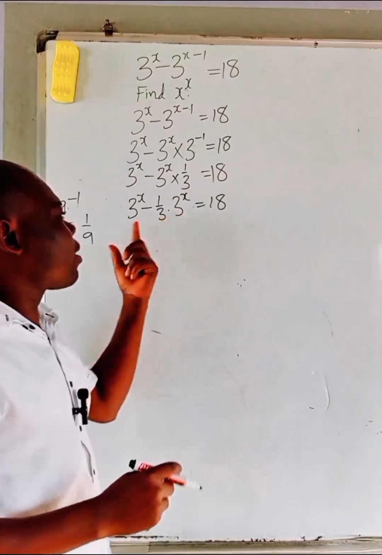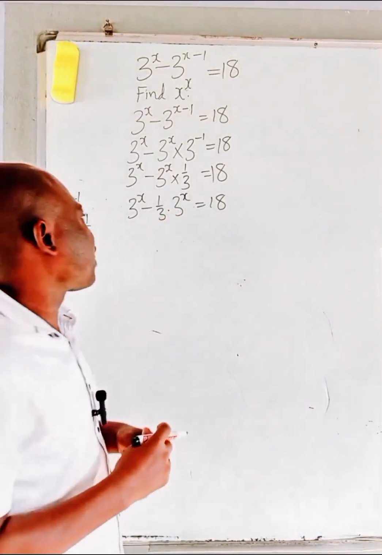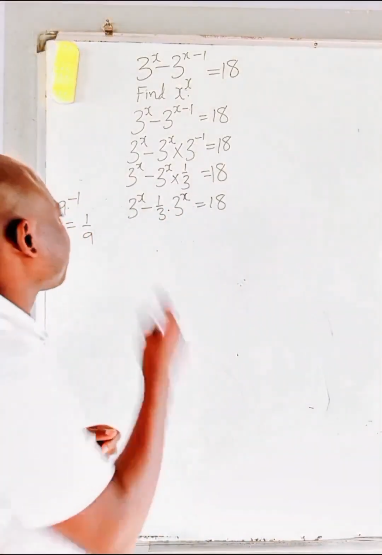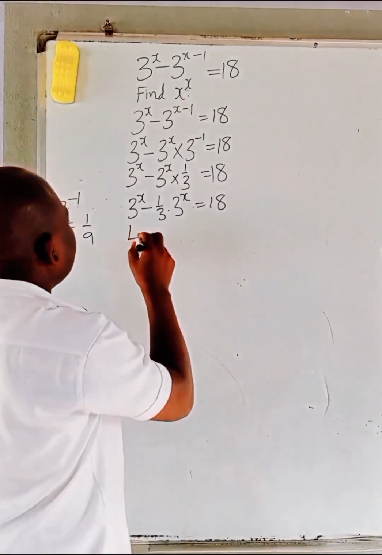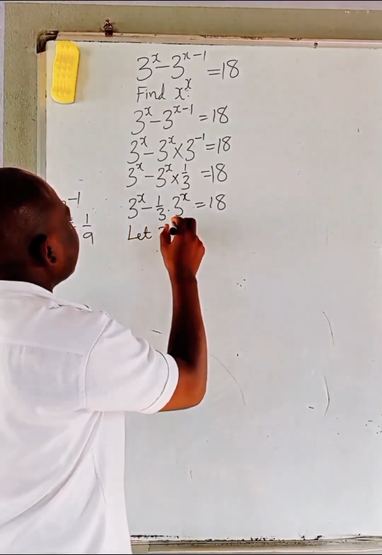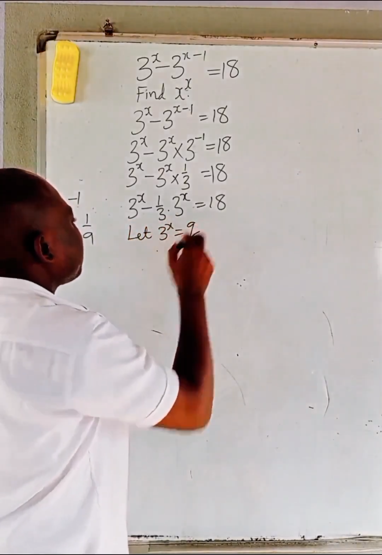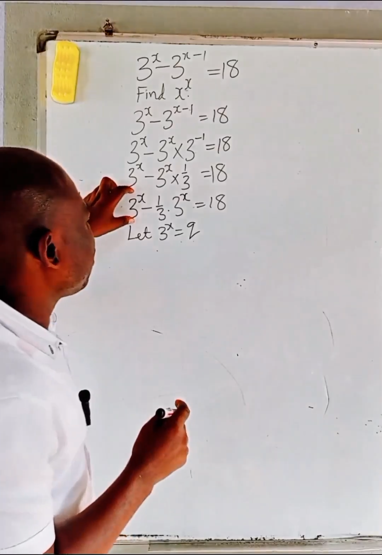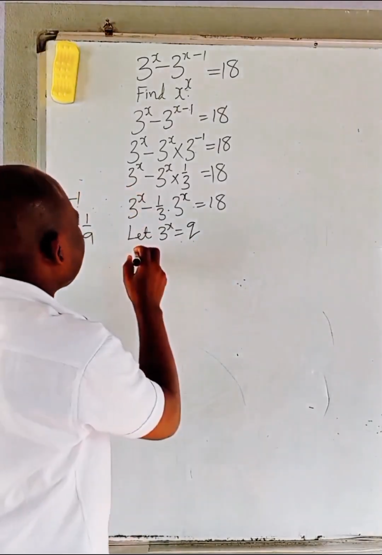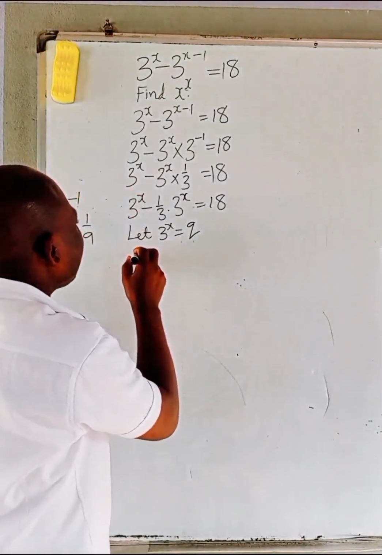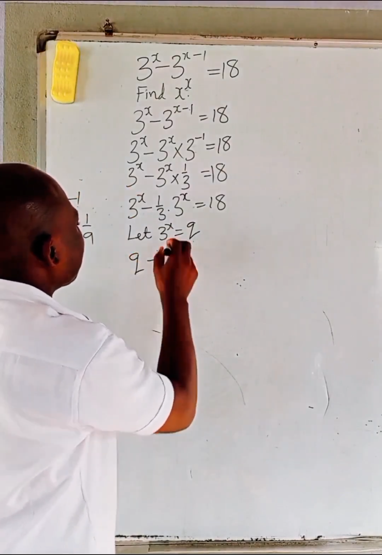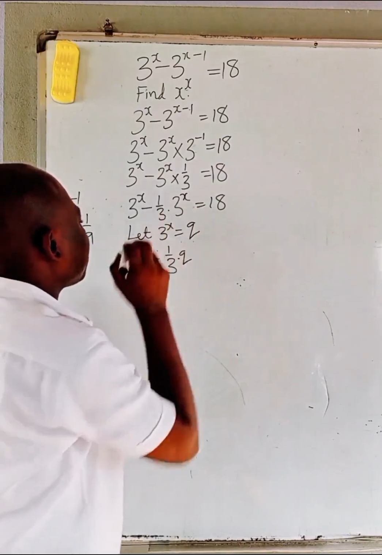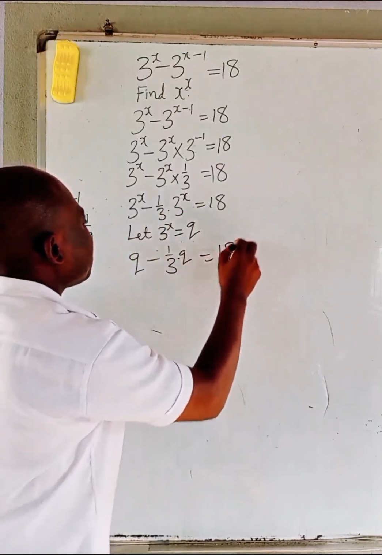We have this and we have this. For us to get this result now, we can say let 3^x be q. Let 3 raised to the power of x equal q, and then we solve. Whenever we see 3^x, we replace it with q. So what we have becomes q minus 1 over 3 q, times, equals 18.